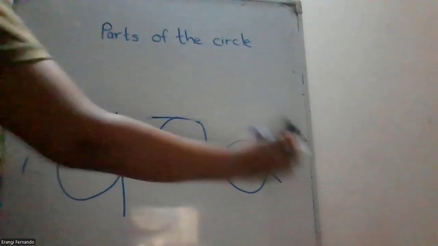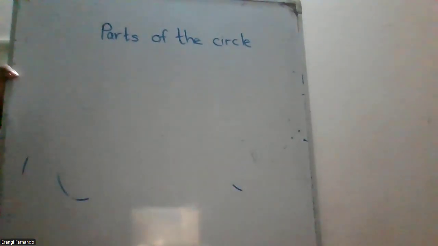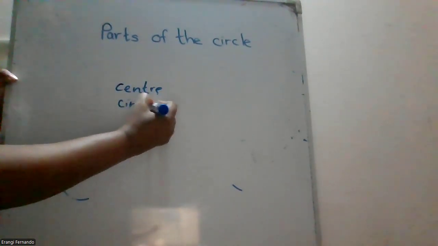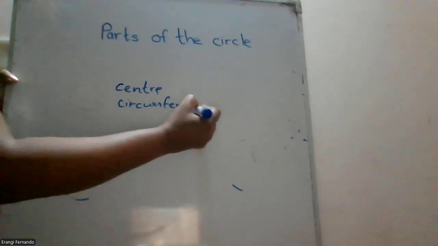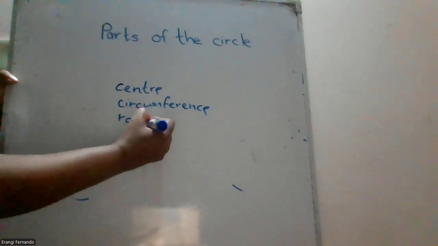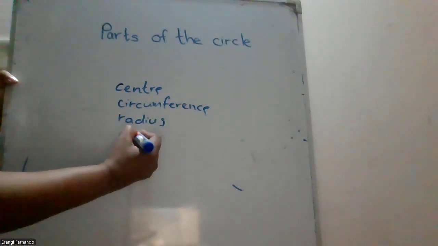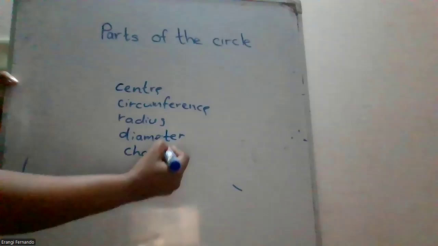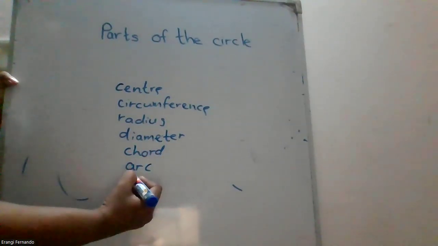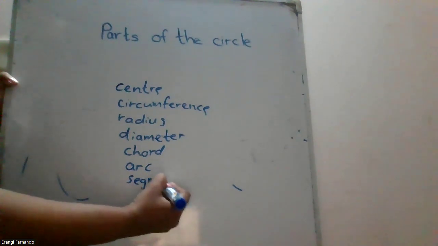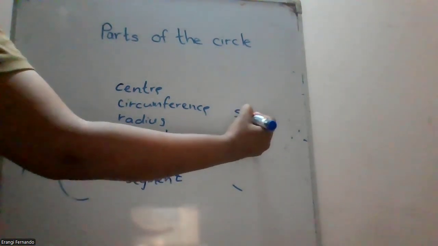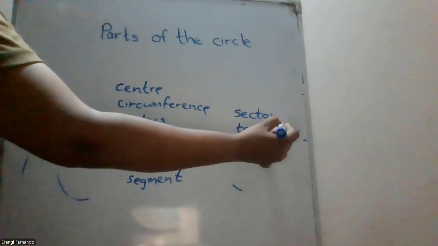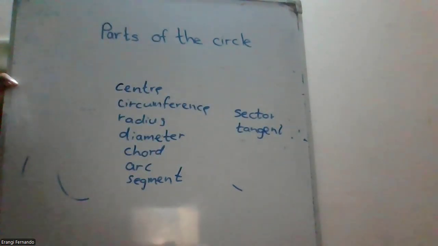Now we have discussed all the parts of the circle. We discussed center, circumference, radius, diameter, chord, arc, segment, sector, tangent. Now we have discussed all these things as the parts of the circle.